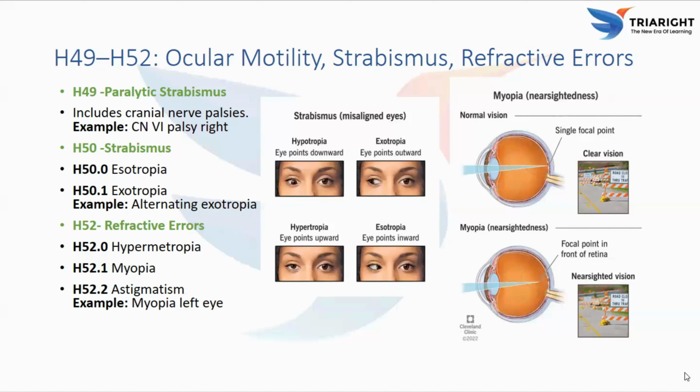So in this diagram, you can see the normal vision versus myopia. In the normal vision, the light focuses at one point on the retina so that the image appears clearly. Whereas in myopia, the nearsightedness, the light focuses in front of the retina, so distant objects appear blurry. So the diagram shows the clear vision in a normal eye, whereas blurry far vision in the myopic eye. So this is about the refractive errors.